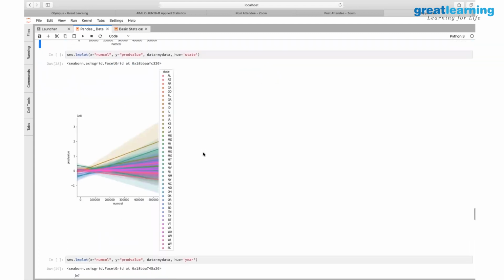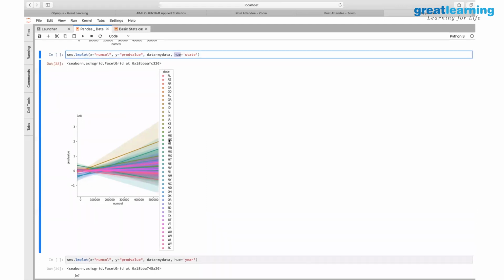Now, in the interest of time, this is another version of the LM plot, but you're breaking it by hue. Hue gives you a variable, use a categorical variable where you can get the distribution for all the categories in that particular variable. If I take state, it has some 15-20 states listed, or 30-40 states, whatever it is. For each of them, the distribution is shown.